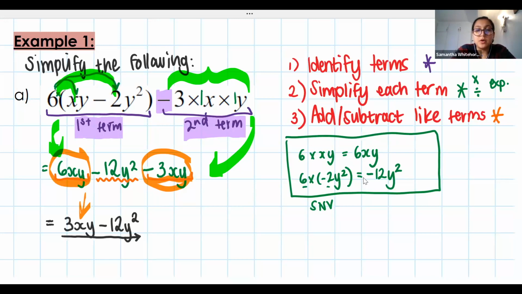This negative 12y squared was a group of terms all by itself. It didn't have any like terms with it. So it meant it stayed exactly as it was when we simplified. And that is how we ended up at our answer. We cannot do anything more with our answer because there are no more like terms. And so that's where we stop.